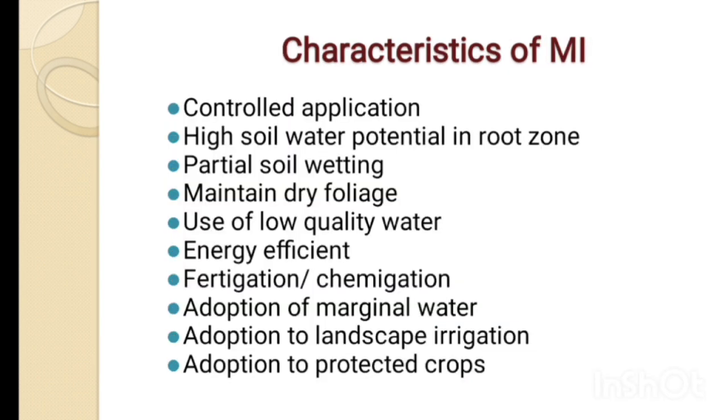Then characteristics of micro irrigation. First one is controlled application, high soil water potential in root zone, partial soil wetting, maintaining dry foliage, use of low water quality, energy efficient, fertigation and chemigation, adoption of marginal water, adoption for landscape irrigation, and adoption to protected crops.